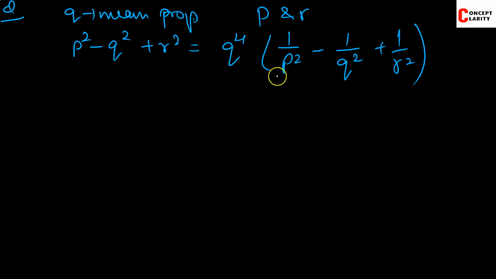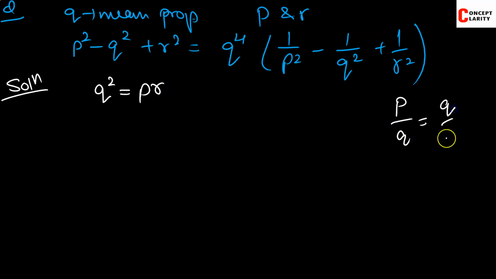So now what we have to do, we will put out our solution. Since we know they are in ratio, or they are in proportion, we can say that Q square is equals to PR. Okay. How? Let me tell you. P by Q is equals to Q by R, because they are in continued proportion. So when we take Q here and R to the LHS, it will give us Q square is equals to PR. So we did this.